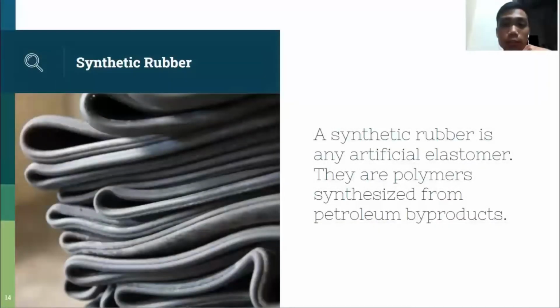Good day, everyone. I am Kaleel Aggarao, and I'm going to discuss synthetic rubber. A synthetic rubber is any artificial elastomer. They are polymers synthesized from petroleum byproducts. Additionally, an elastomer is a material with a mechanical property that can undergo much more elastic deformation under stress than most materials and still return to its previous size without permanent deformation.